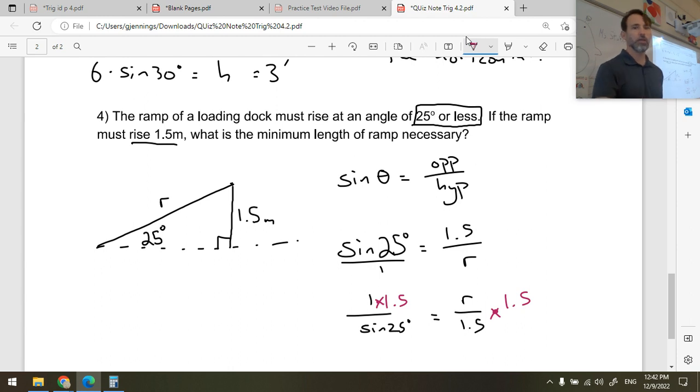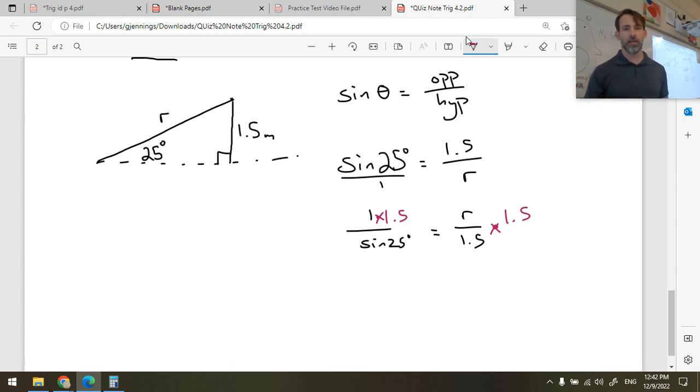A lot of math people. And so then I have 1 times 1.5. Oh, I know what that is. That's 1.5. And then I'm dividing by sine 25. I don't happen to know what that is, but it's a little bit less than half. And then, actually, I think it's a fair bit less than half. I'm going to guess like 0.4, 0.35 maybe even. And then this is going to all equal r.